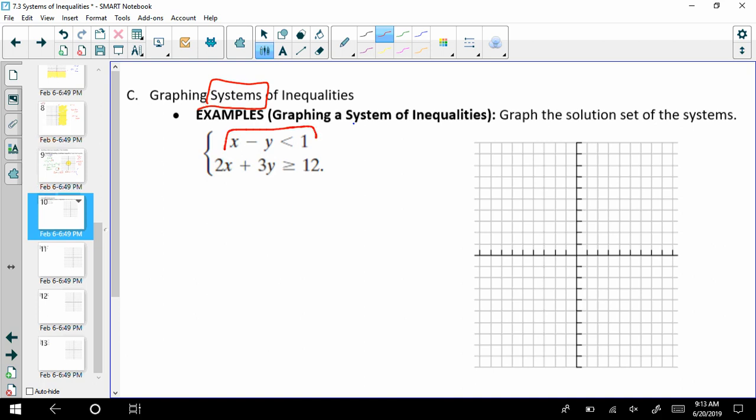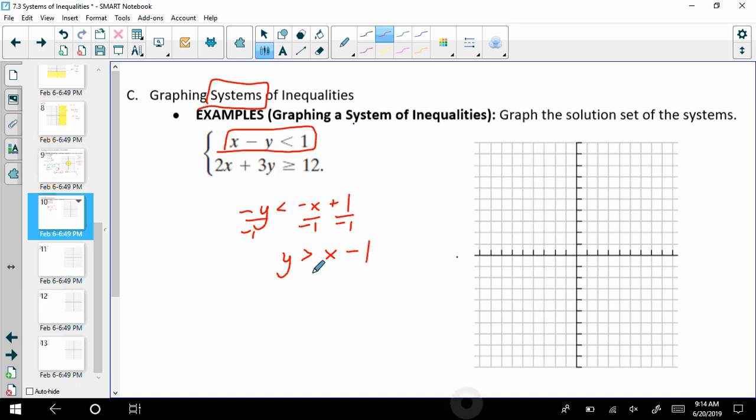So this top guy here I'll do in red. I'm going to subtract x over, and then I have to divide by the -1 that's sitting in front of the y. So make sure the symbol flips when I divide by a negative. I now have y is greater than a positive 1x minus 1. Let's graph this guy first before we worry about the other one.